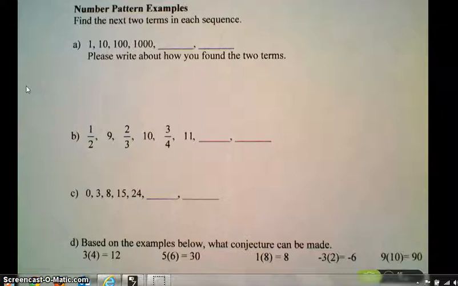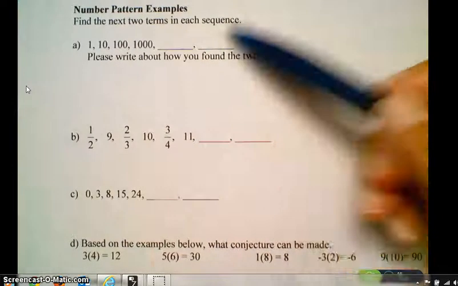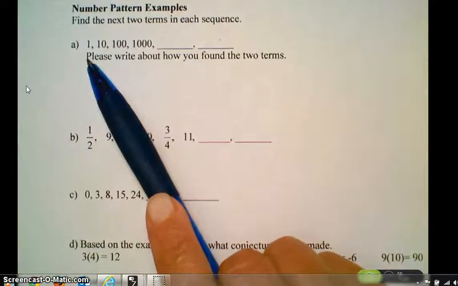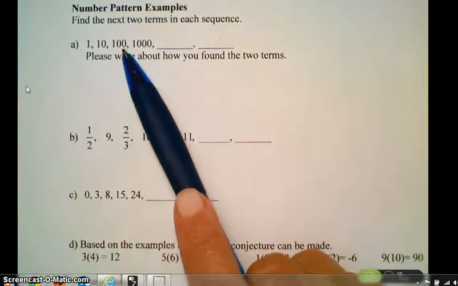Okay, we're on page 2 of our note packet, and we're looking at number pattern examples. If you take a look, we are being asked to find the next 2 terms in each sequence. So when I look at this one, I'm like, all right, a 1, and then we go to a 10, and then we go to 100.